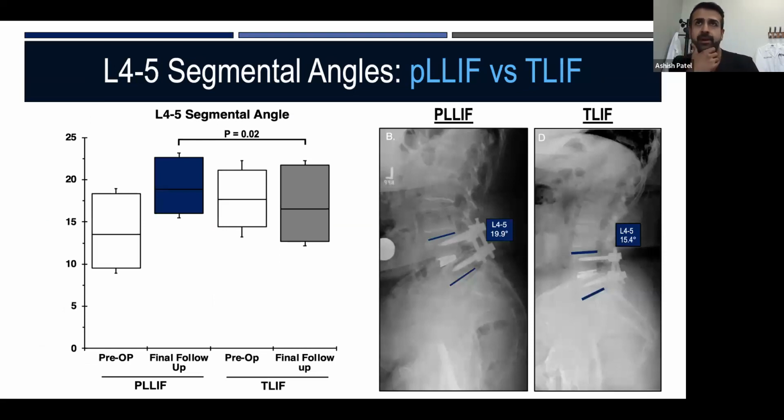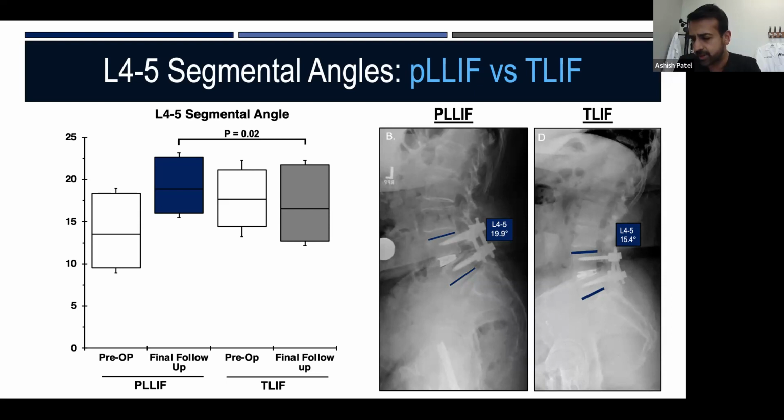And being that I was an open and then MIS TLIF surgeon, most of my TLIFs have transitioned to laterals. That's really where my increase in laterals came from. So what I wanted to do is see how we're doing and how it compares to our previous technique. We would use an expandable TLIF implant for the majority of our cases, which would go to 20 degrees if we wanted to.